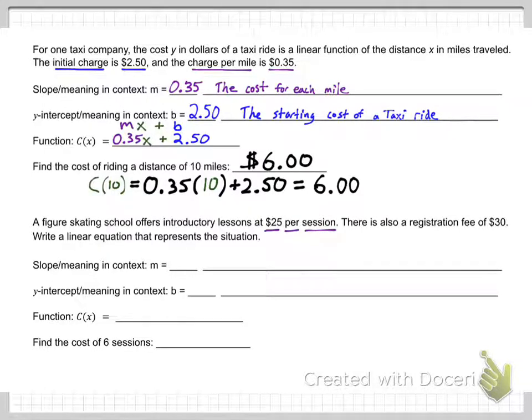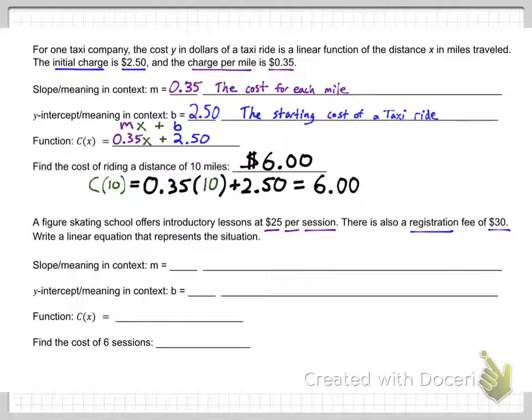For the next one, a figure skating school offers introductory lessons at $25 per session. The word "per" there suggests that's going to be the rate of change. There's also a registration fee of $30. Write a linear equation that represents the situation.